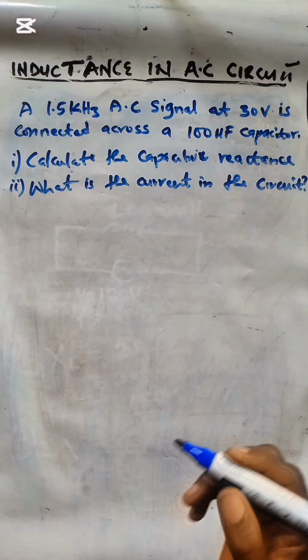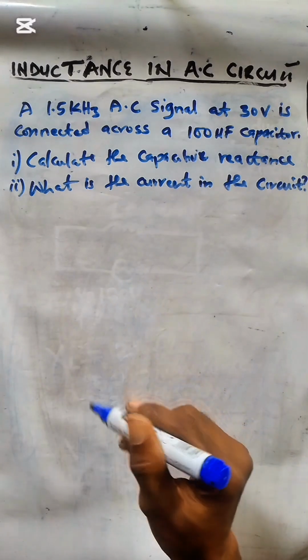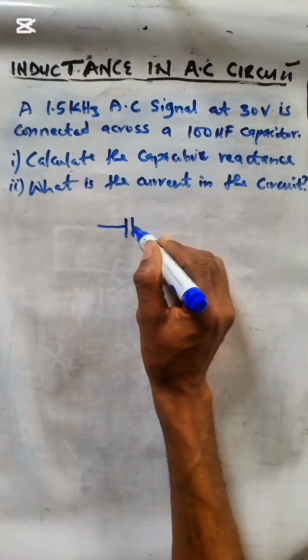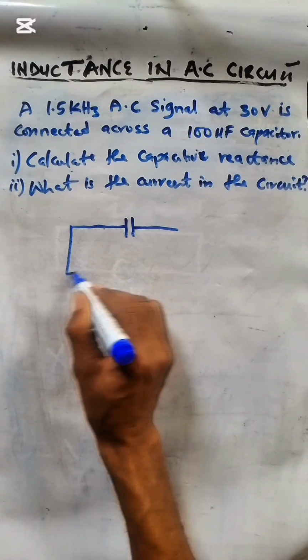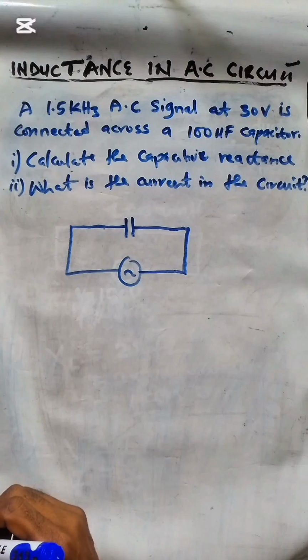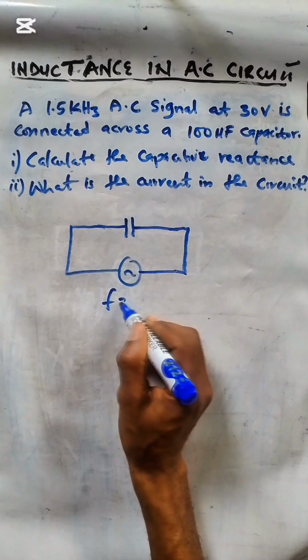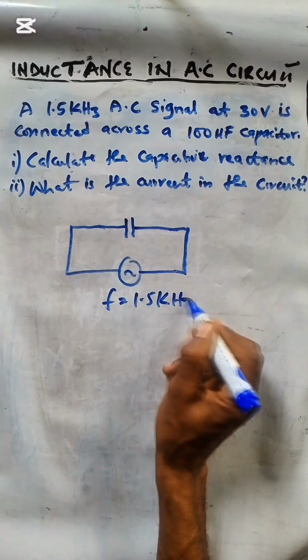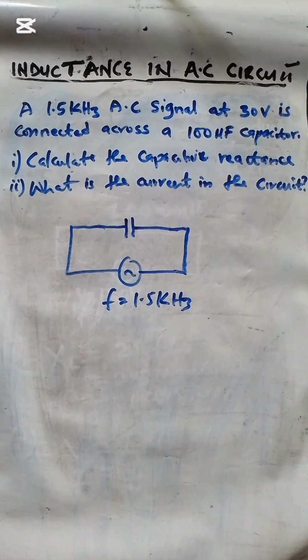So now let's do this. Let's draw the circuit diagram for this question. Let's draw our capacitor there, connected to the AC source. From the question given to us, our frequency is 1.5 kilohertz. Kilo, you know what kilo means? That is 1000. So I want to convert that later. We just multiply that by 1000 to eliminate the kilo.